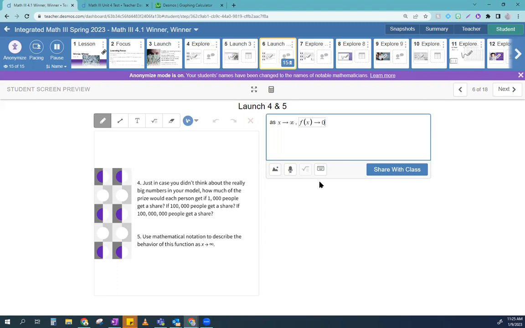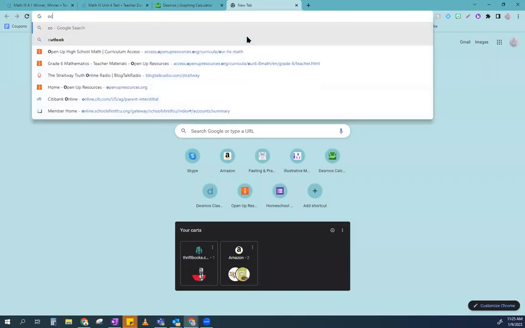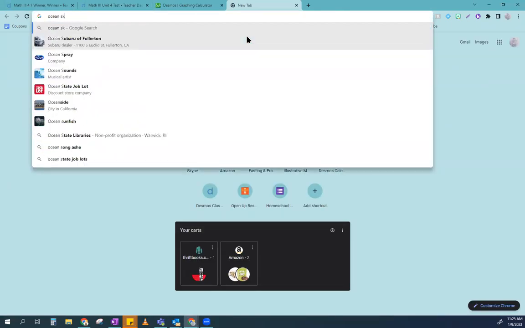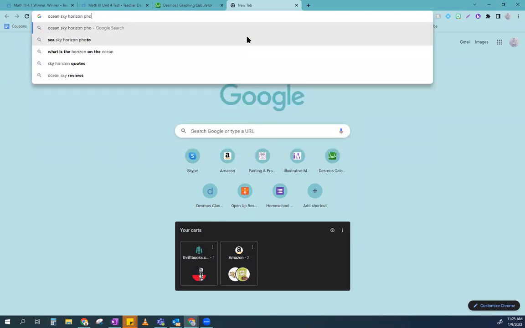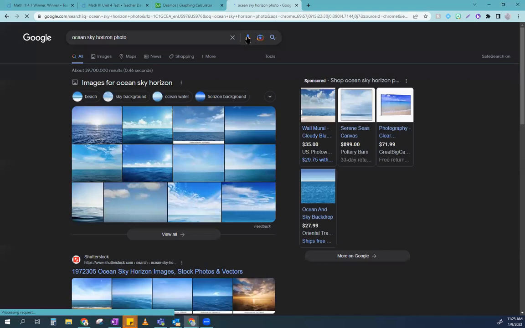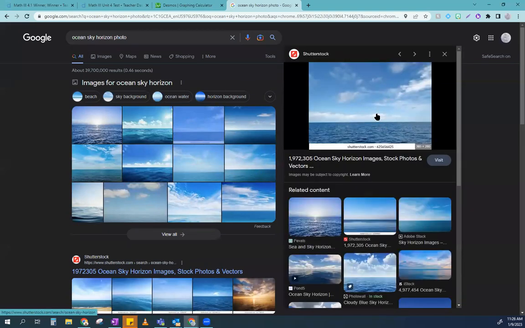So the way I like to think about this, and I've described this before to you, is I want you to pretend, and maybe I'll Google the picture. So ocean, sky, horizon. Photo. Let's see if I can find a good one. Okay, this is a pretty good one. All right. So I want you to concentrate on this. I want you to pretend that here I am. I'm standing on the beach. You guys all standing on the beach with me? And we're looking out to this ocean here. Do you guys all see the ocean out here?